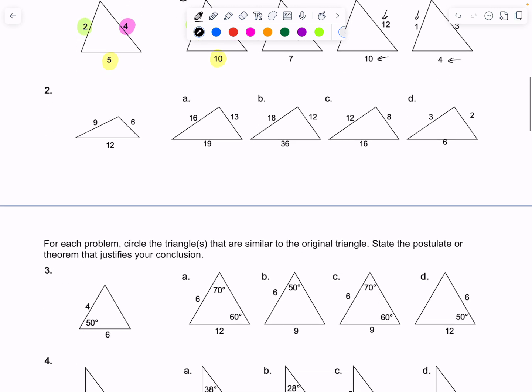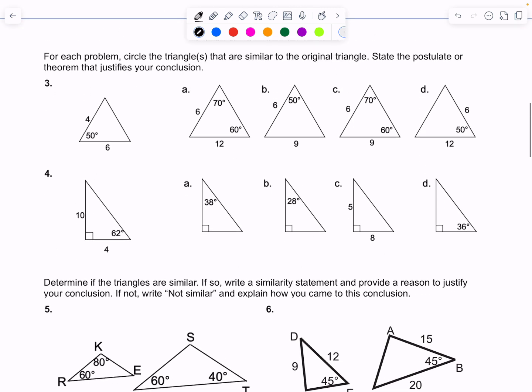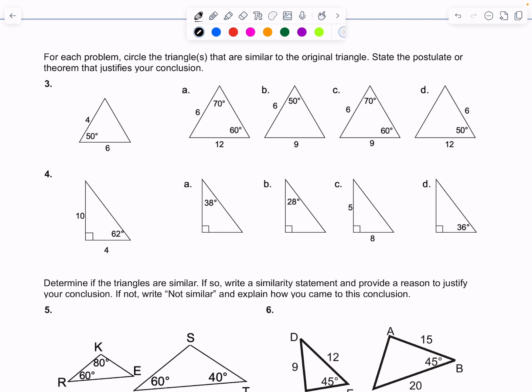I'm going to skip 2 and 3, so take a look at the key on Canvas for those. I'm going to go down to number 4. Same thing that we did in the first one. Can I figure out the triangle that's similar based on one of our three similarity theorems? Okay, so when I look at this, one of them, letter C, is trying to go with the sides, but actually we can say for this one that letter B is going to be our answer, and here's why.